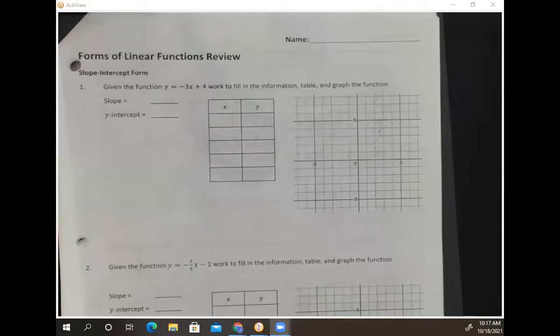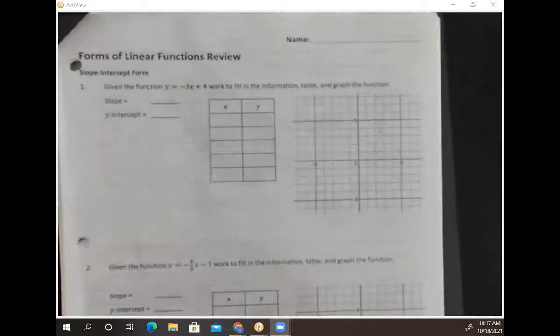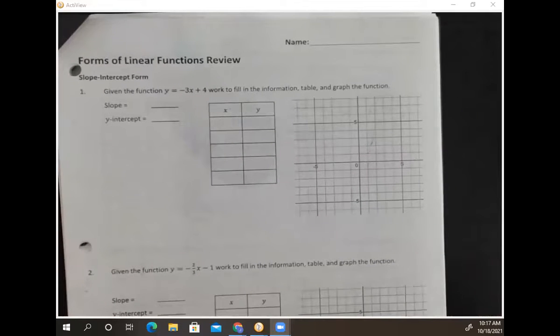Okay, so I'm going to go through a couple of the review problems with you, one of each type. Your review starts on page 113. 113 has some linear functions in slope-intercept form. So I'm going to go through one of these with you. If you get stuck on the other one, it's going to be the same type of problem as this one.